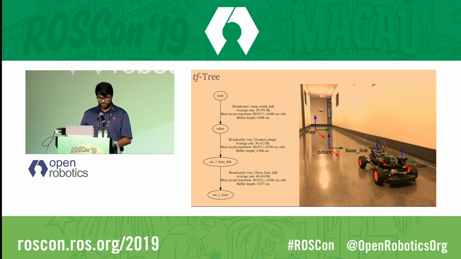The TF tree looks like that of a generic ROS mobile robot base. The right half of the slide shows an annotated image of the various frames involved and their respective locations. In keeping with conventions, the base link of the virtual race car is at the center of the rear axle. The position of the map frame and the initial pose are set manually for each new environment.